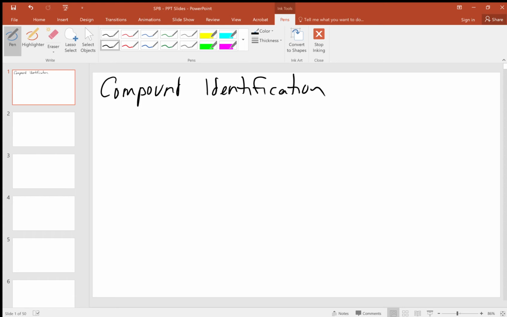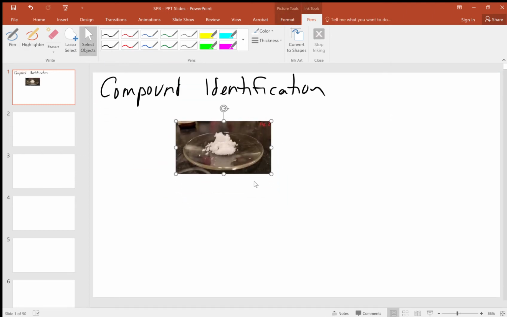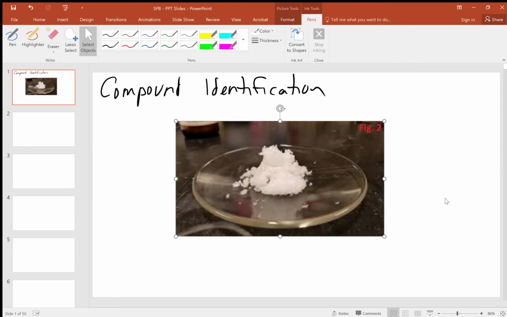And what that is getting into: how do we identify compounds? So you're in the lab, you run a reaction, and it's very, very likely that you get something that looks like this. A bunch of white solid, or maybe you get a colorless liquid. How do you know if it's the product that you wanted?